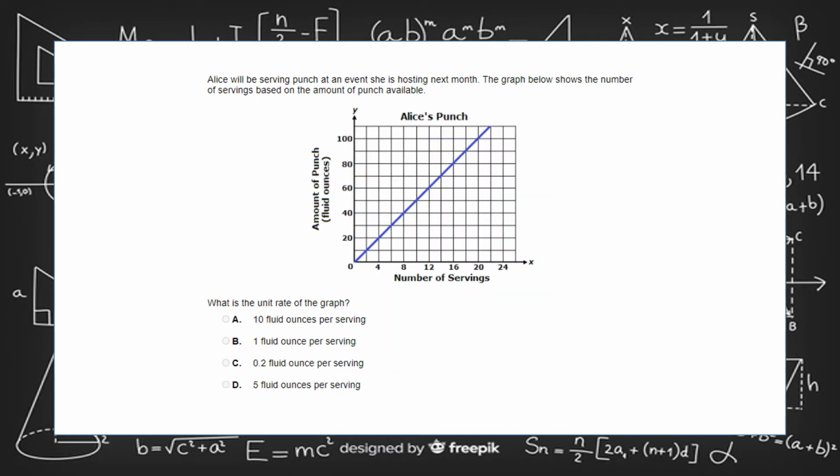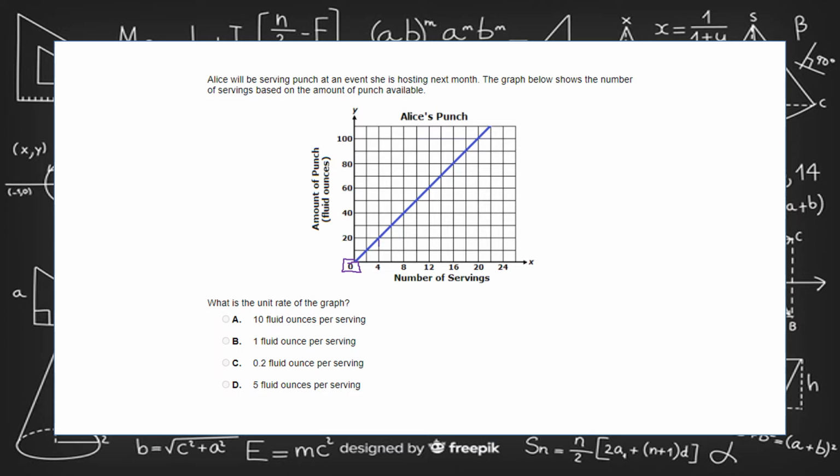Alice will be serving punch at an event she is hosting next month. The graph below shows the number of servings based on the amount of punch available. What is the unit rate of the graph? So what I do is I can pick any point on here. Because it is at 0, 0, it is a proportional relationship, which means it starts from 0. And it goes up the exact same amount each time.